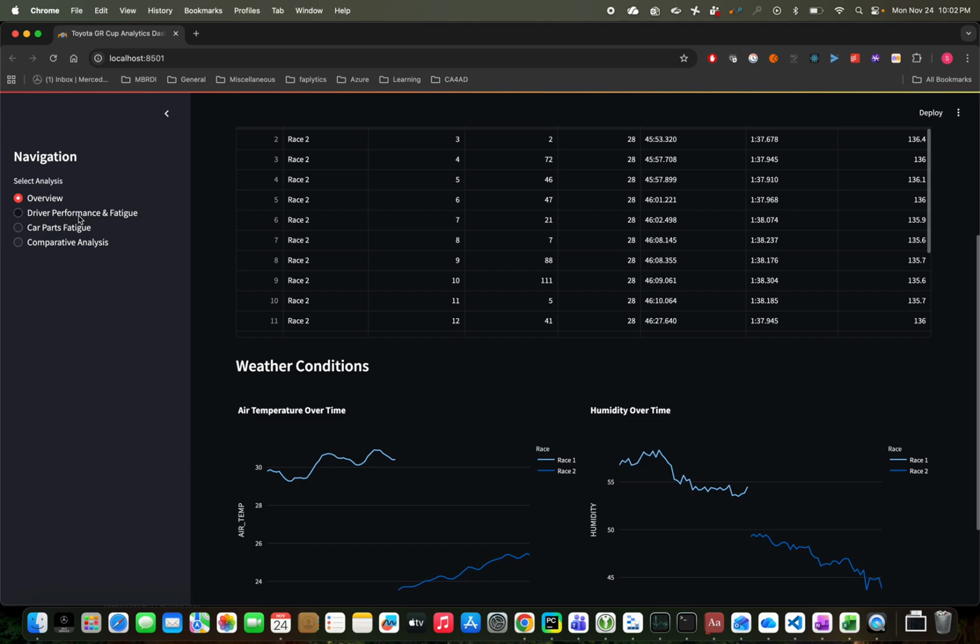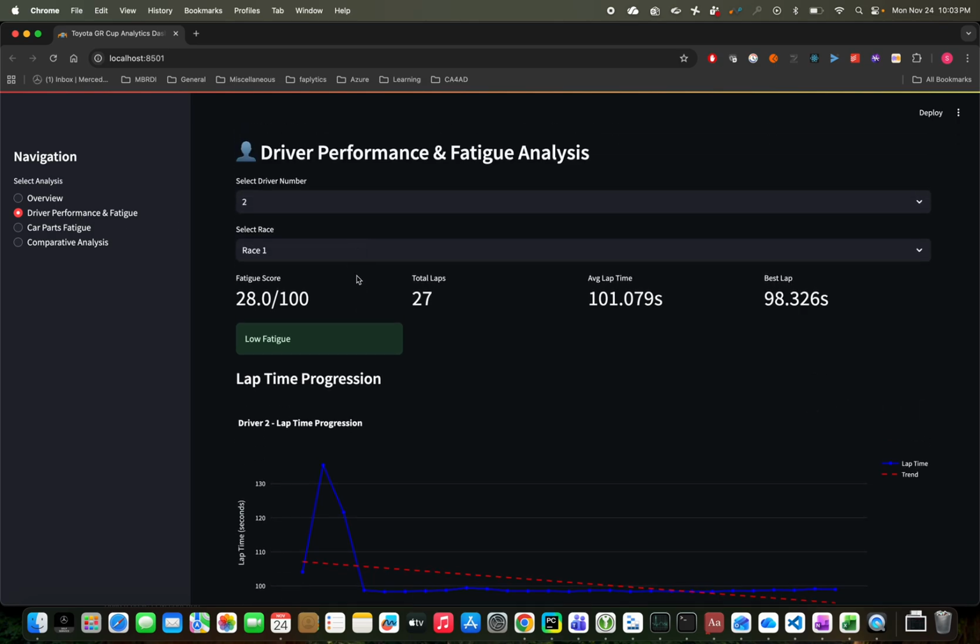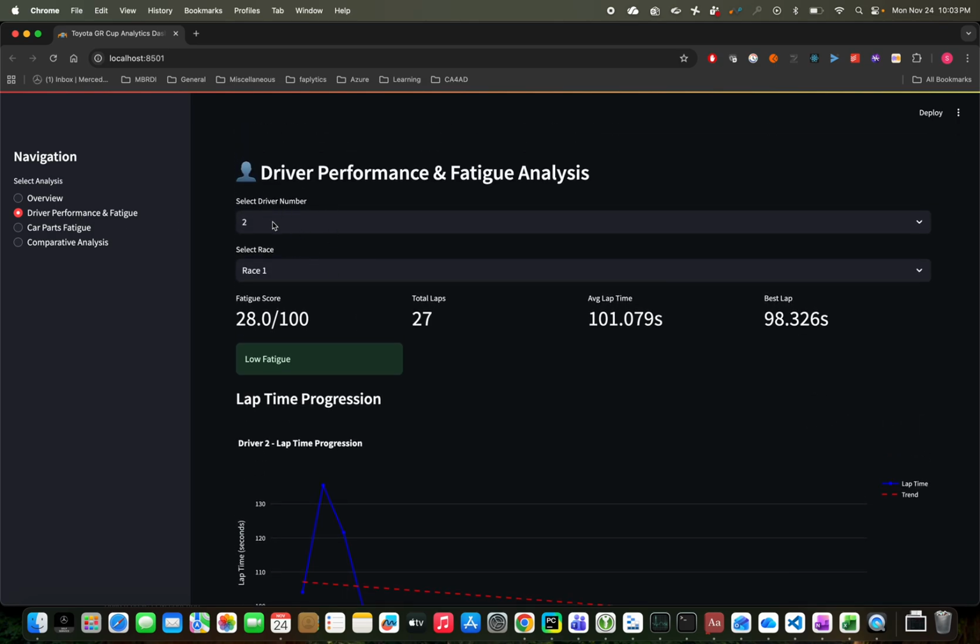Next, let's go to driver performance and fatigue. So this is the dashboard. Here, we have selected the driver number, that is driver number 2. We have selected the race, which is race 1. And here, he is fatigued. That means he is tired, a low fatigue.